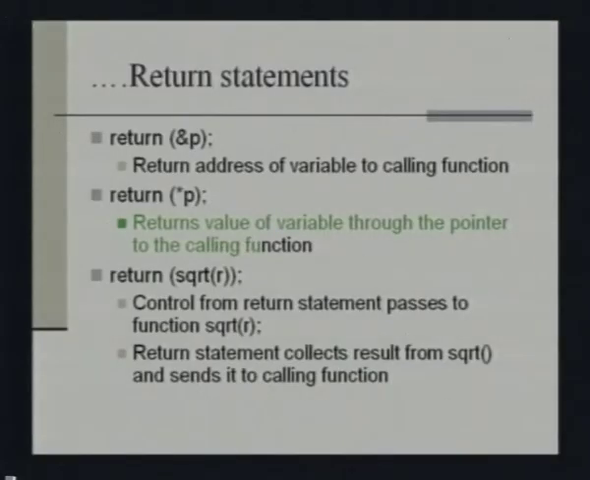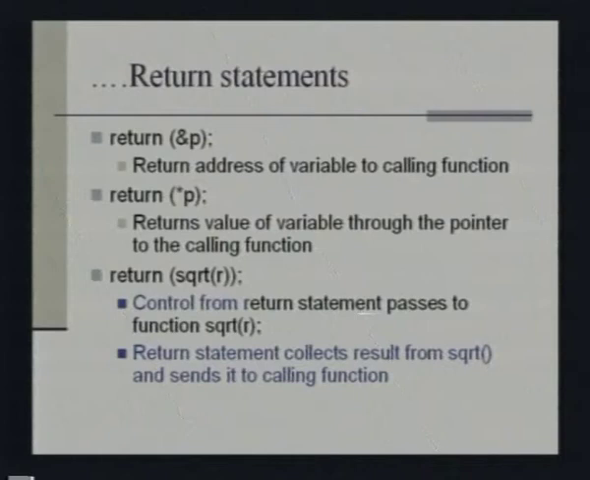The last type is return within parentheses, sqrt, which is nothing but a square root function. Inside that you have an argument. So here if you see, the square root of r is a function by itself. So this return statement is returning a function. So how will this be evaluated?